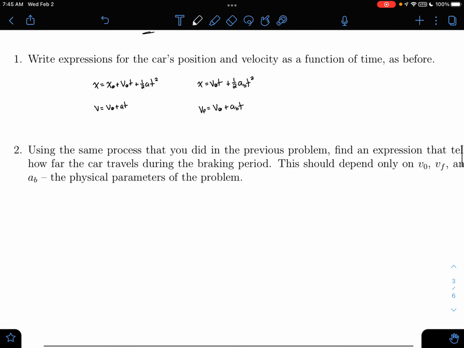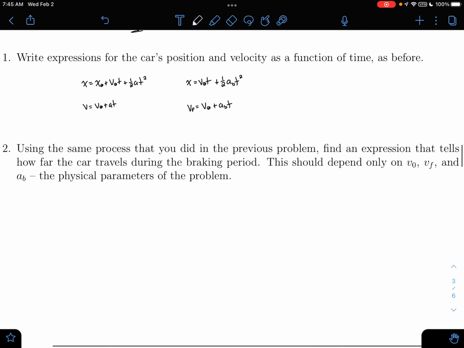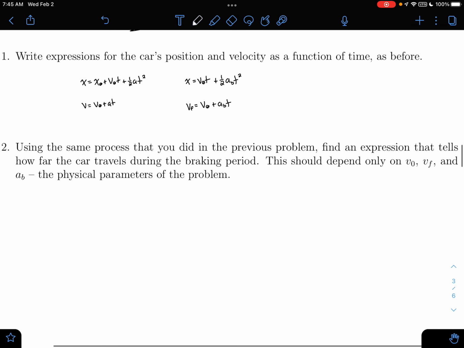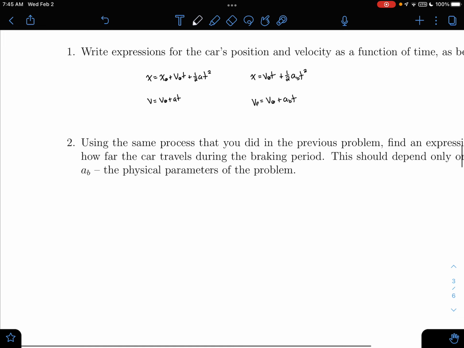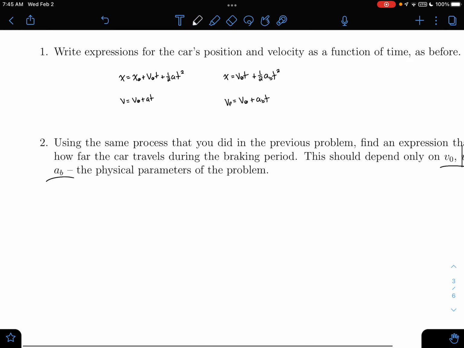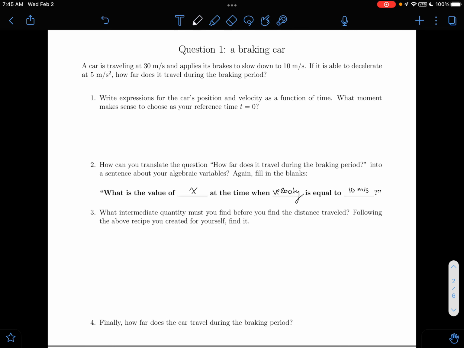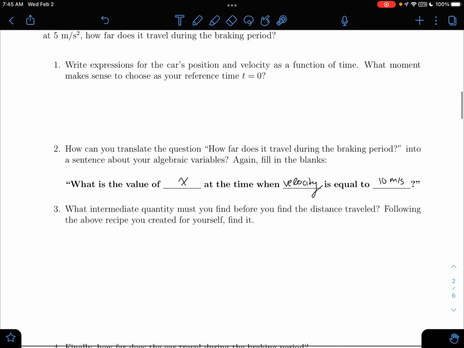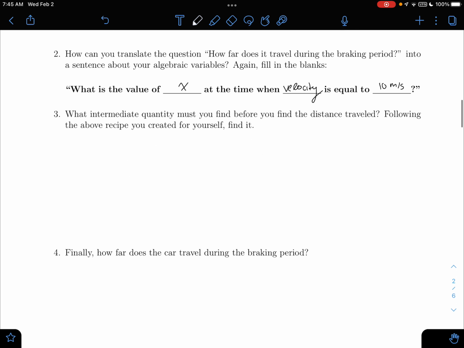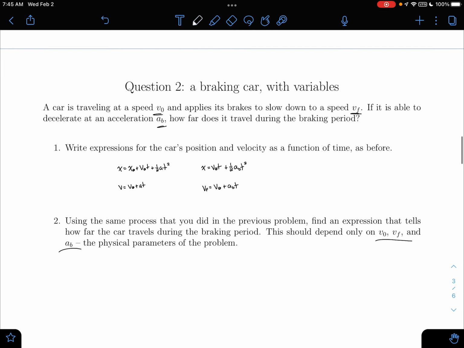Now, using the same process we did in the previous problem, we're going to find an expression for how far the car travels during the braking period. It's going to depend on our 3 physical parameters. That's where I wanted to highlight this sentence: the value of x at the time when velocity is equal to 10. So the first thing we have to do is find that intermediate value. We're going to find our time.